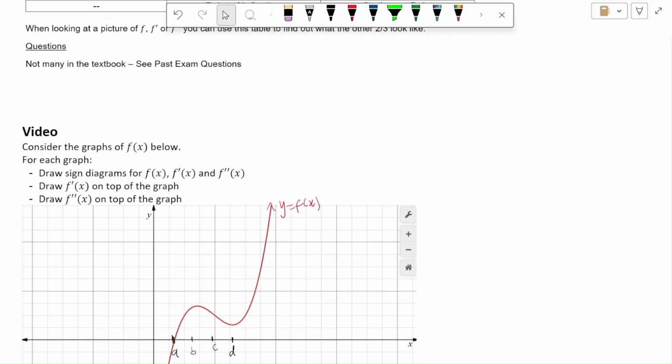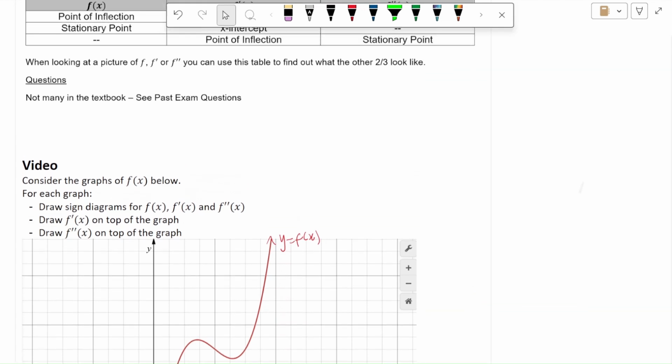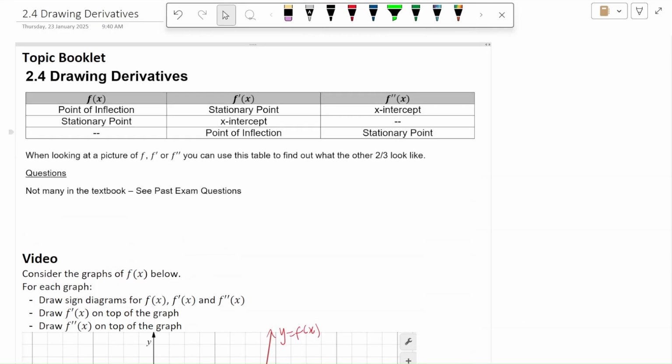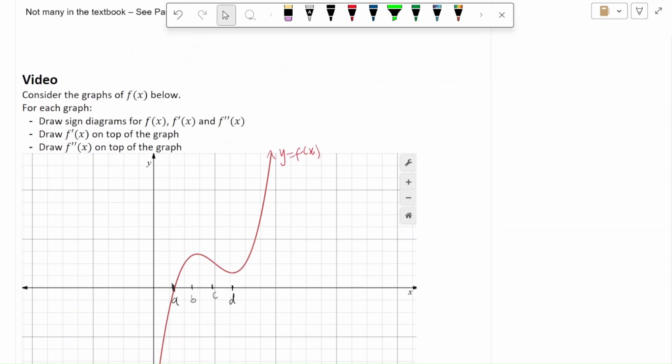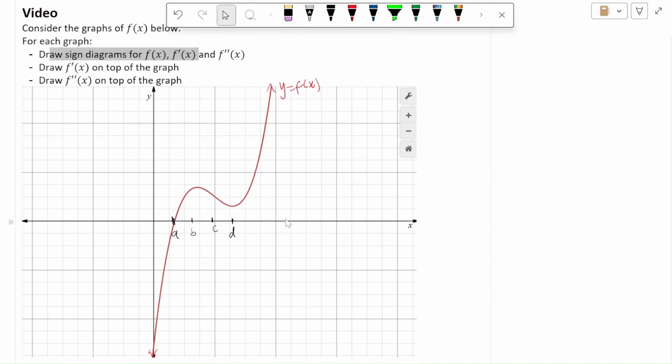Alright, in this video we're looking at drawing derivatives. Now, if you hate algebra, it's your lucky day because we're basically not going to see any numbers in this video. It's all picture based. So first thing we're going to do for each of these functions is draw a sign diagram.